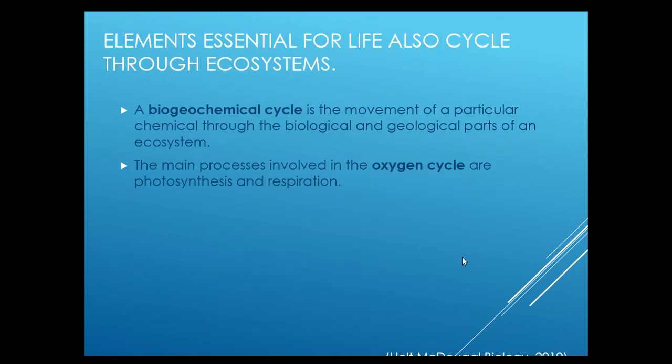We're going to look at other biogeochemical cycles as well. So we're going to be focusing on how various chemicals that are important to living things will be flowing through the biological and geological parts of an ecosystem. So we're going to focus today on oxygen, carbon, nitrogen, and phosphorus, and we'll just briefly talk about how each of these chemicals are going to be flowing.